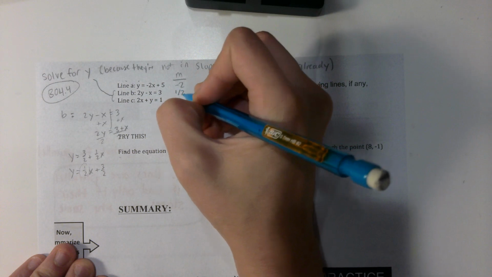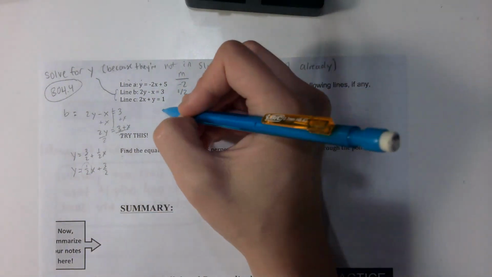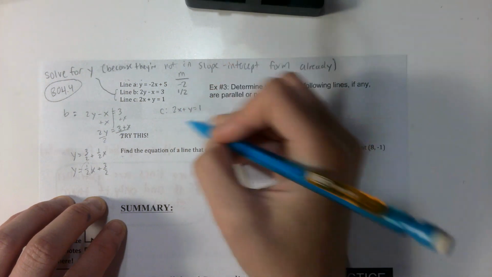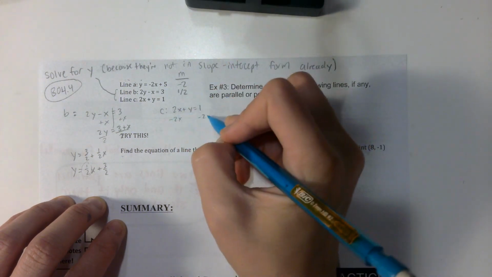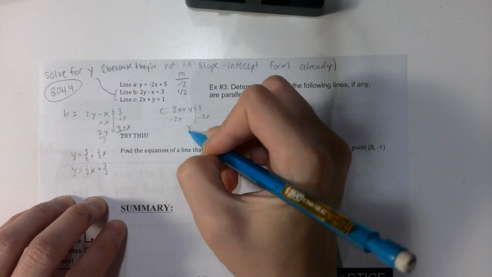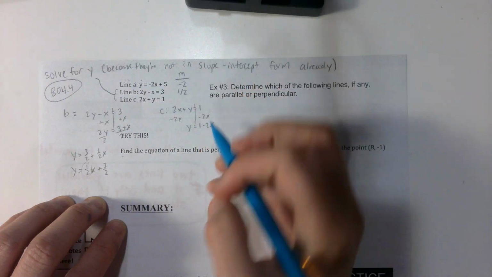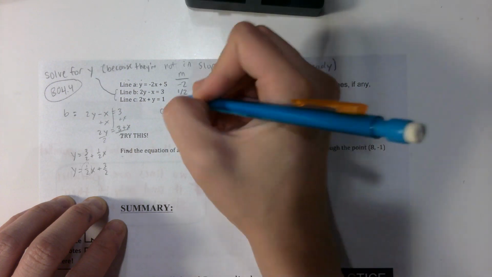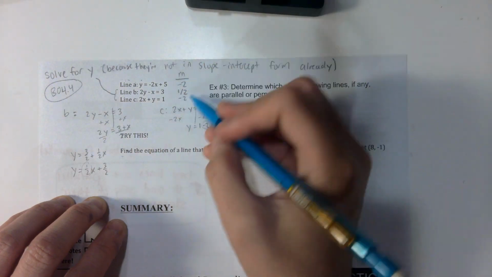We have 1/2. And then for line C, we have 2x plus y equals 1. We need to minus the 2x from both sides. We get y equals 1 minus 2x. Even though the x term isn't first, we know that this is our slope. So these are our three slopes.